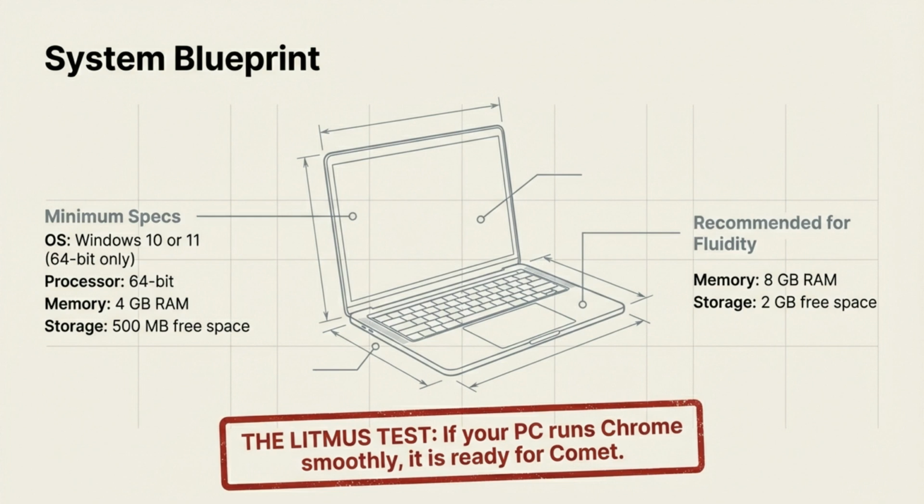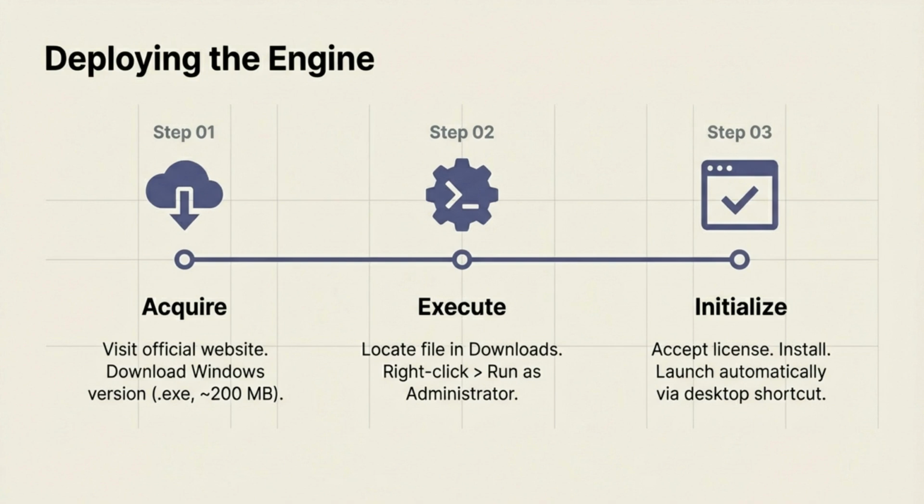Before installation, check the minimum system requirements. You need Windows 10 or 11, a 64-bit processor, 4 GB of RAM, and 500 MB of free storage. If your PC runs Chrome smoothly, it's ready for Comet. The installation process has 3 steps.